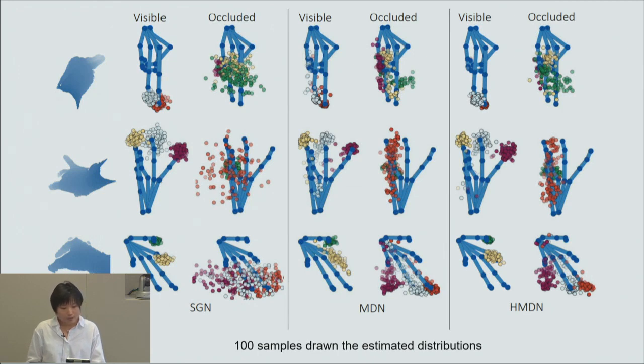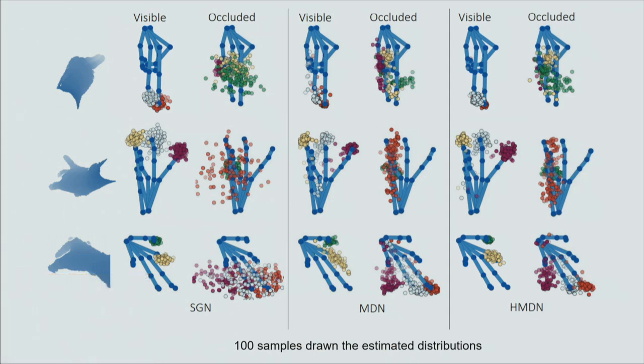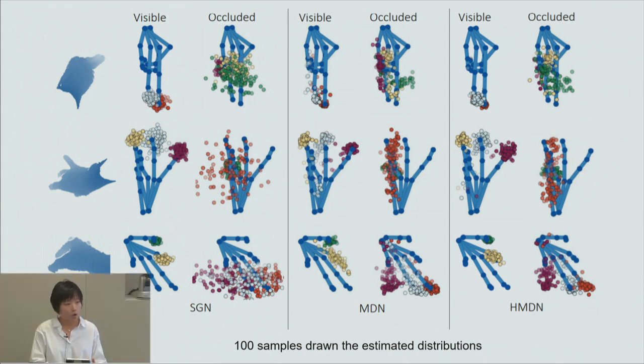So to demonstrate the superiority of our work, we construct two variations. The first one is a method that models all the joint locations by a single Gaussian, and the second one models all the joints by a multi-Gaussian distribution. In this figure, we draw 100 samples for each fingertip from the distribution of all these methods.